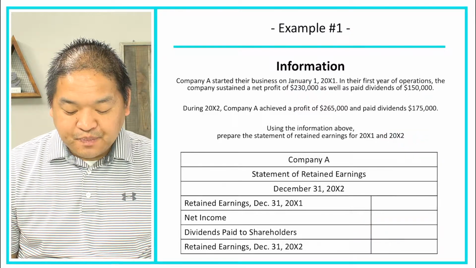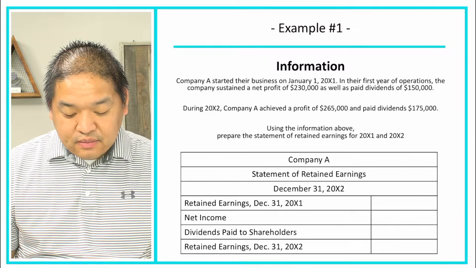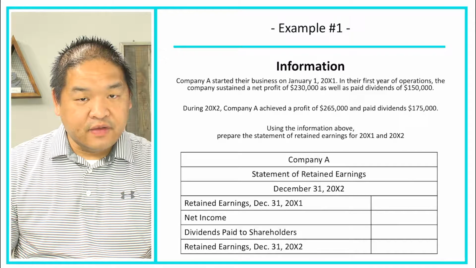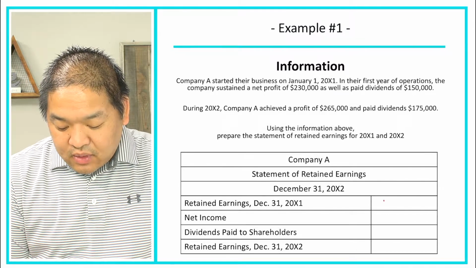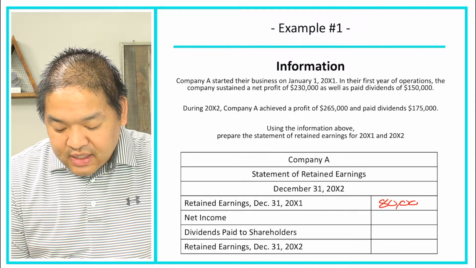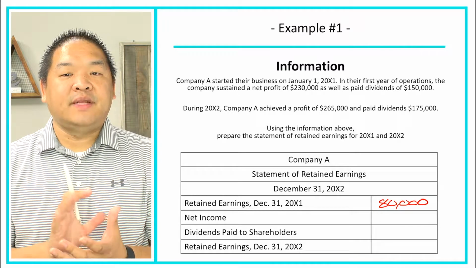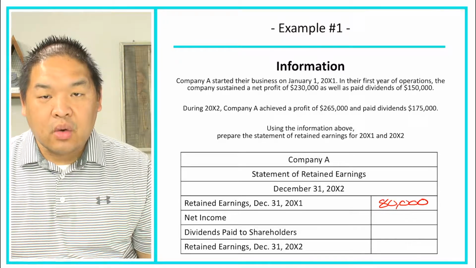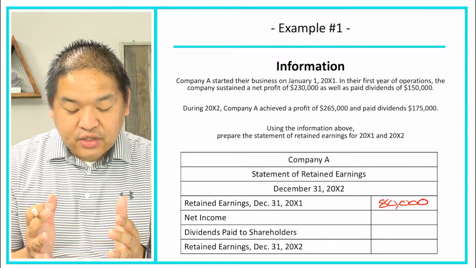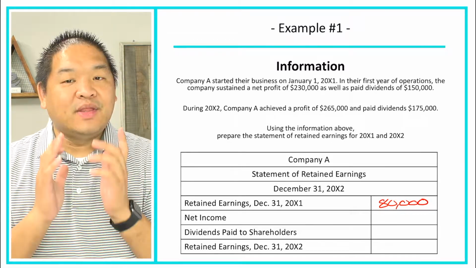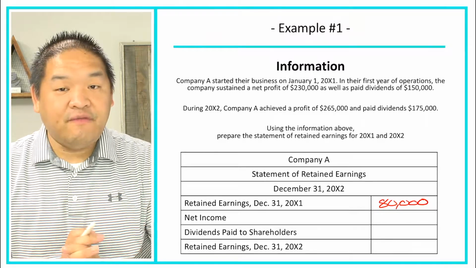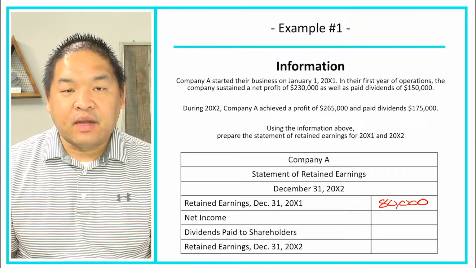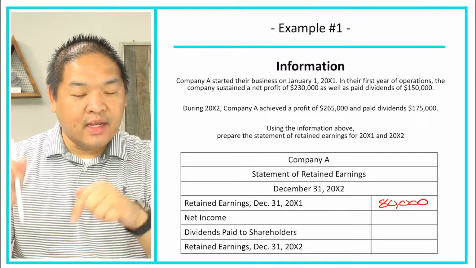So here we go. Let's start with the end of year one. Well, the end of year one will be the beginning of year two. So at the end of year one, we had $80,000 in retained earnings. That's the amount the company decided to retain instead of distributing it to the shareholders. They made $230,000 in year one, but they only distributed $150,000 to the shareholders, which means $80,000 needs to be accounted somewhere. That accounting happens right here.